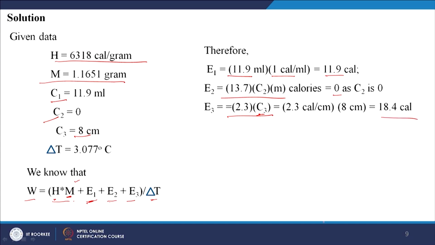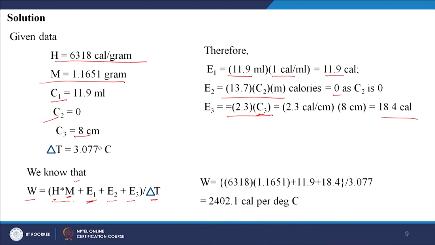So, now we have got all those values and del T value is also given. So, what will be the W? This into this one plus this one plus this one divided by del T. So, we are getting 2402.1 calorie per degree centigrade. So, this is the water equivalent of the calorimeter.